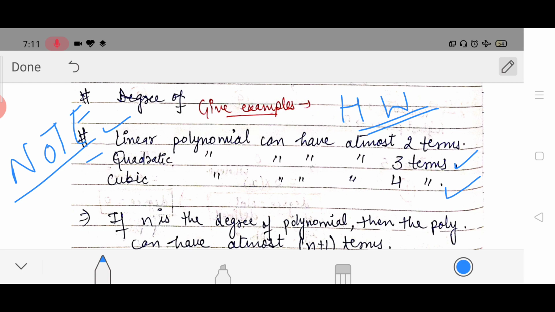Okay, so in general we can say if n is the degree of a polynomial, then the polynomial can have at most n plus 1 terms. Like in a cube, what was the degree? 3. What were the maximum terms inside it? 4. If the degree is n, then the number of terms will be n plus 1. So this was the basic concept, note it down.